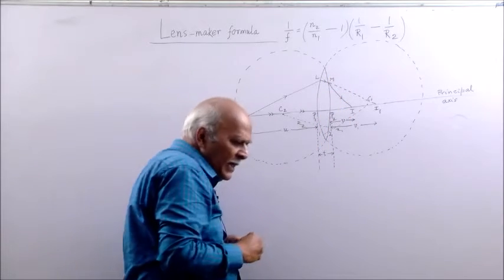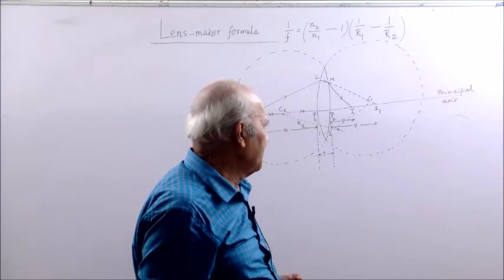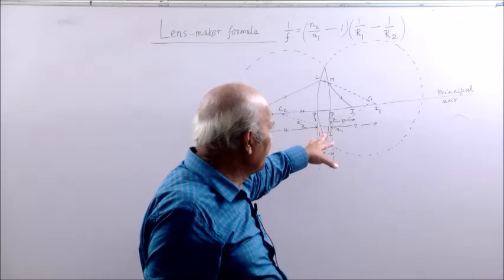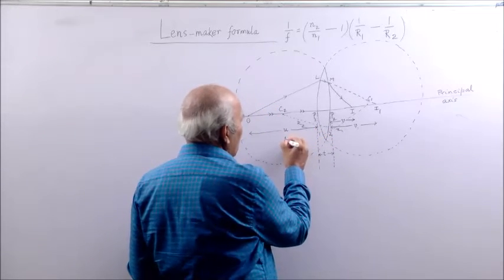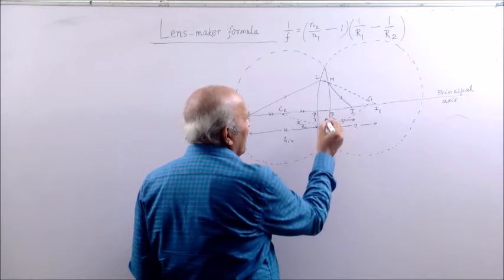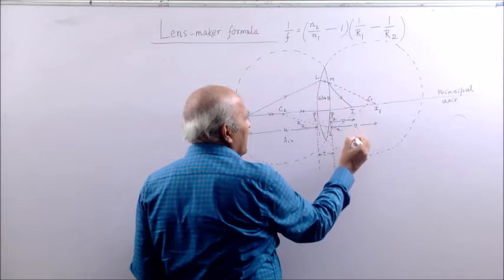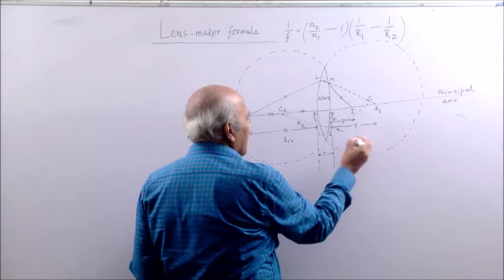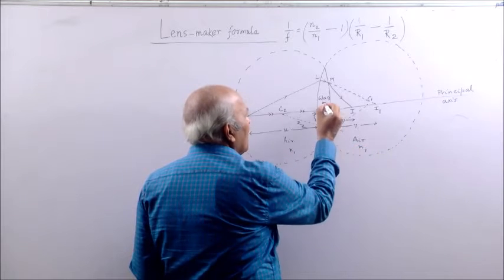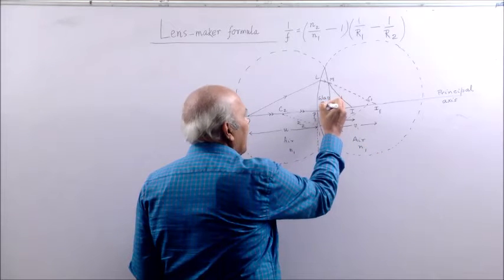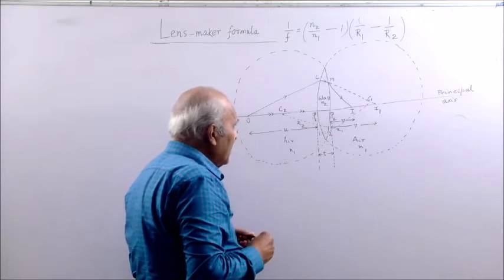So, how do we apply the previous theory to this case? Because it has two surfaces and the refractive indices are also different: air, then glass, then again air. Let us say the absolute refractive indices are N1, N2, N1. The thickness is T.